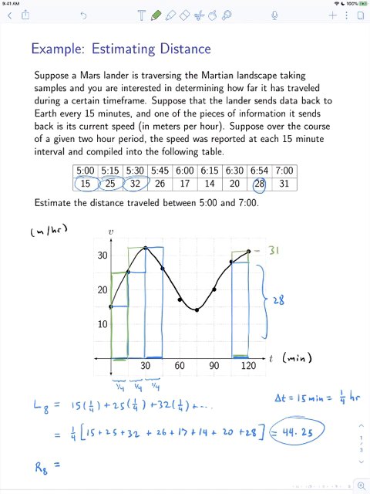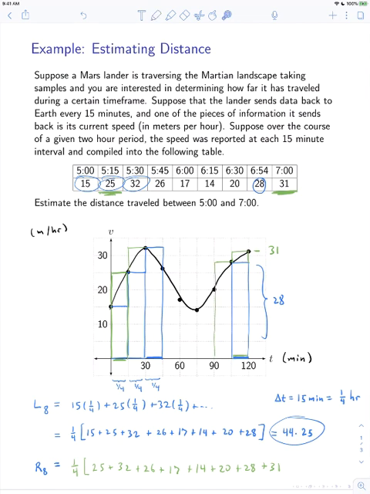31. So now we're not using 15, we're starting at 25. So now we start here at 25, and we go until we get to 31. So let's just add all of those things together. Again, the length is still 1/4 of an hour, but now it's 25 plus 32 plus 26 plus 17 plus 14 plus 20 plus 28, and we need one more, which is 31. The 28 comes from the second to last interval, which is here.